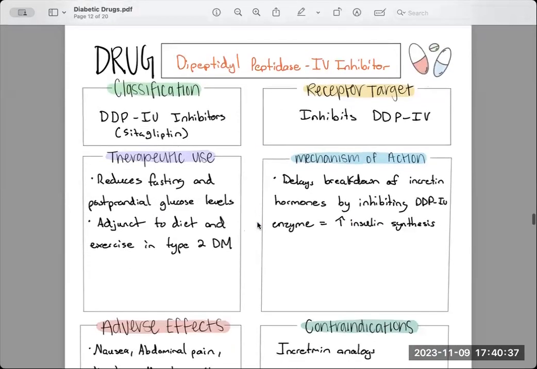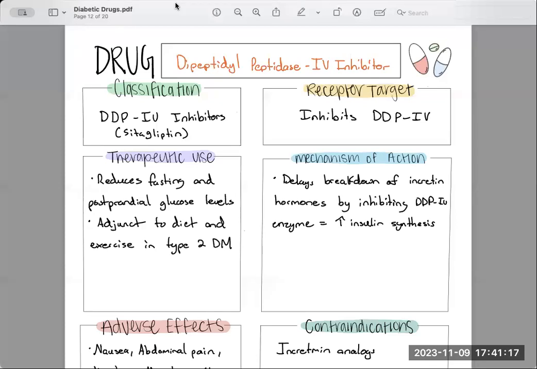So the next class of drugs that we have that are anti-diabetic agents, we have something called dipeptidyl peptidase IV inhibitors, which I mentioned before, these incretin hormones, and incretin hormones are a form of insulin, but they're not insulin. So they help delay that breakdown of incretin hormones, which actually helps increase insulin synthesis or making of insulin. So these also reduce sugar levels postprandial or after you eat. So you take this and then you take food within 30 minutes.